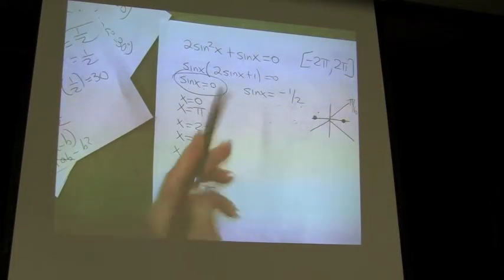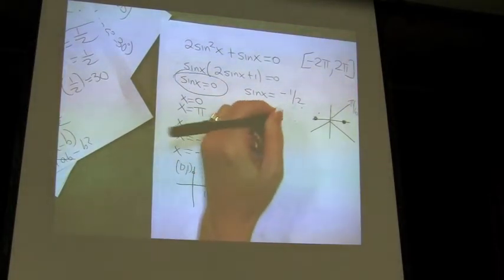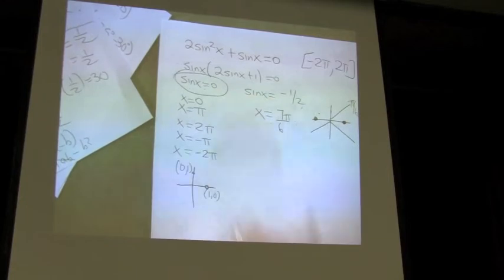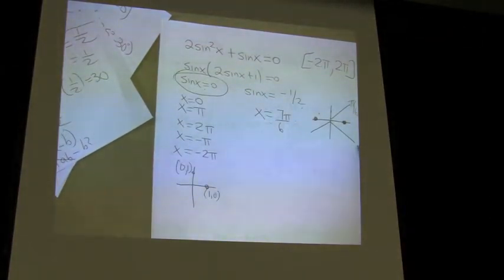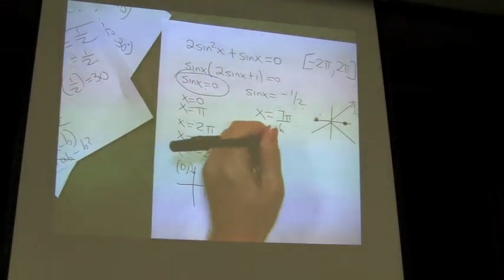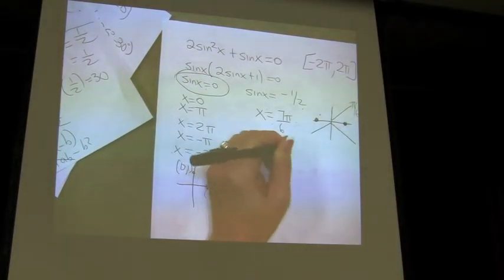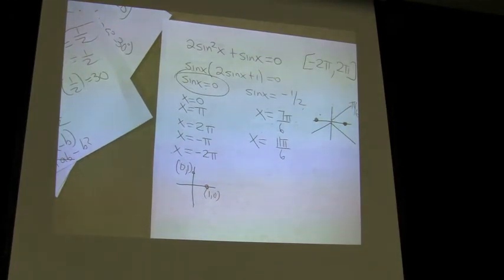1/6 pi. What is that? 7/6 pi. What is this angle right here? 1/6 pi less than 2 pi. How can I call that? 11 pi over 6. I'm not using an arc formula.